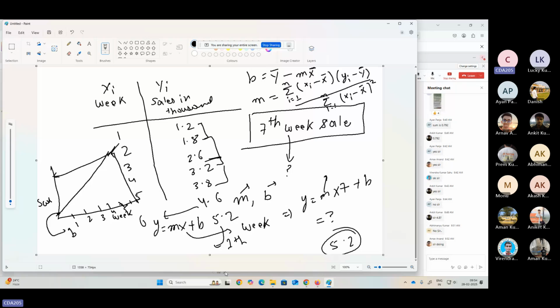If you calculate the value of m and b, then you can easily solve it. That is y is equal to mx plus b. So here x is what? 7, and the m and b values are already calculated. So we can get y. So this y only we want.